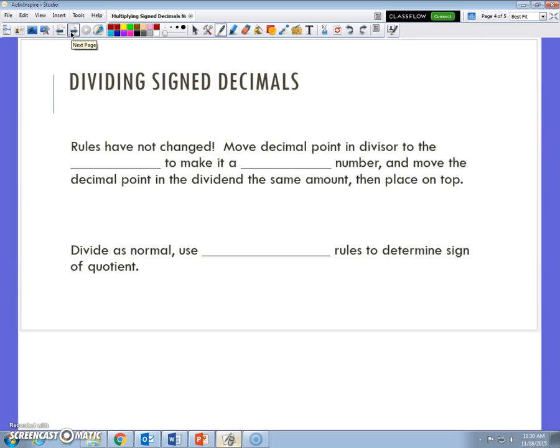All right, let's take a look at division now. When we divide signed decimals, our rules still don't change as far as positives and negatives go, and as far as what we're actually dividing. You're going to move the decimal point in the divisor to make it a whole number.